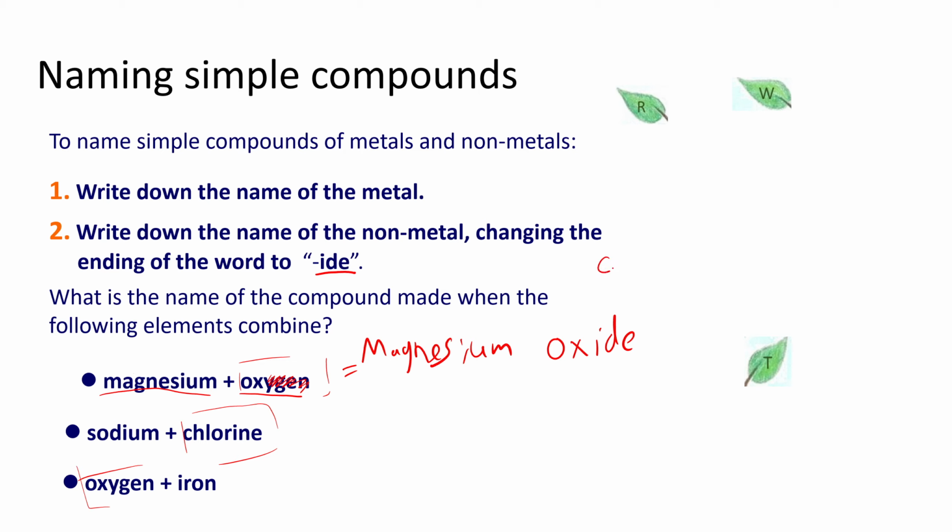Okay, so if you wrote something like magnesium oxide, the examiner knows that you are talking about a compound, but this is not the correct name. You'll get the hang of it eventually once you've seen it enough. So it's magnesium oxide. So I'll let you pause, have a quick go at the other two.